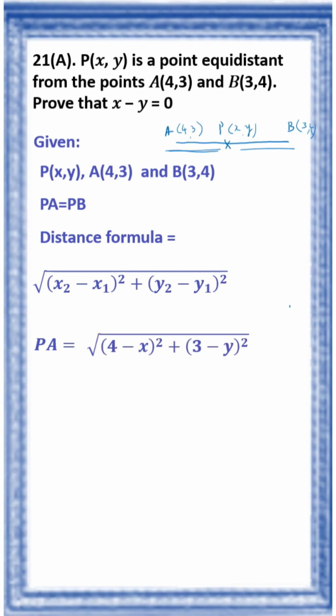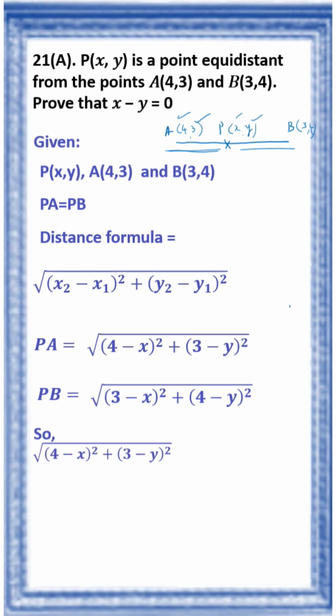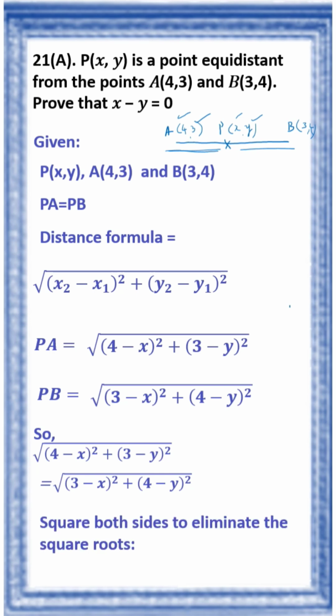That is equal to, here x2 is 4 minus x the whole square plus y2 is 3, y1 is y, so 3 minus y the whole square. Now let us find the distance PB, that is equal to square root of 3 minus x the whole square plus 4 minus y the whole square. So square root of 4 minus x the whole square plus 3 minus y the whole square is equal to square root of 3 minus x the whole square plus 4 minus y the whole square.